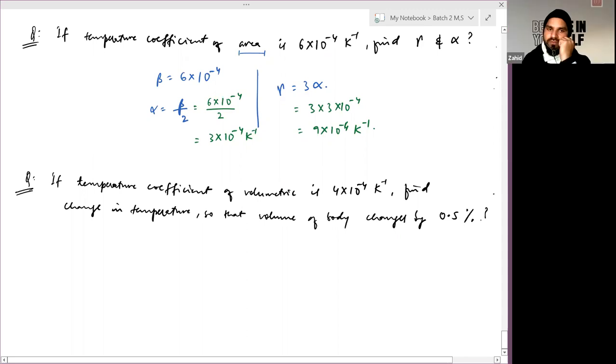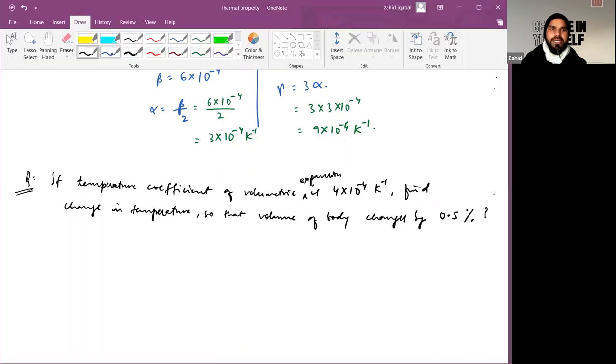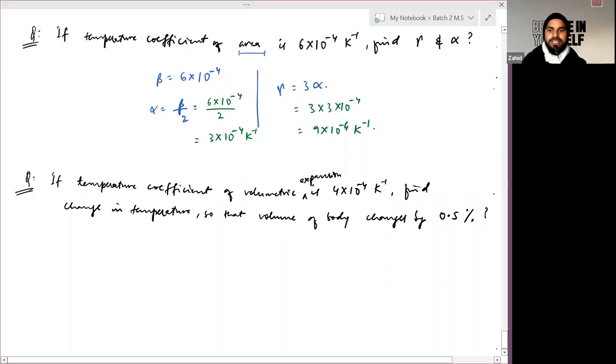If temperature coefficient of volumetric expansion is 4 into 10 to the power minus 4, find change in temperature so that volume of body changes by 0.5%. Just use the above formula and try to find change in temperature.